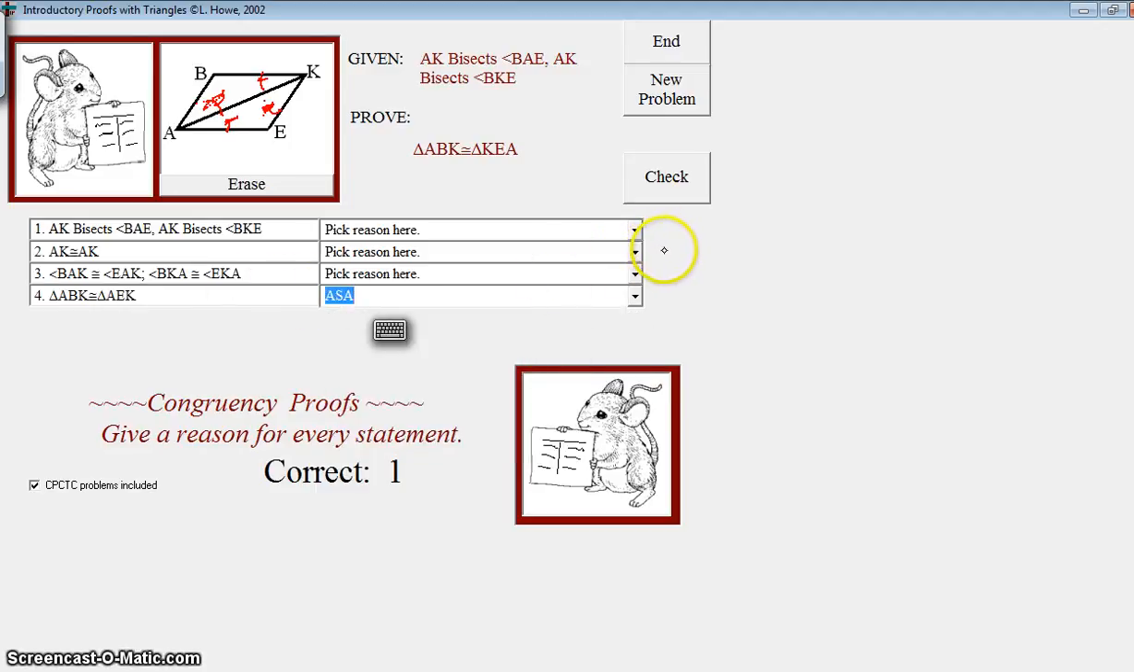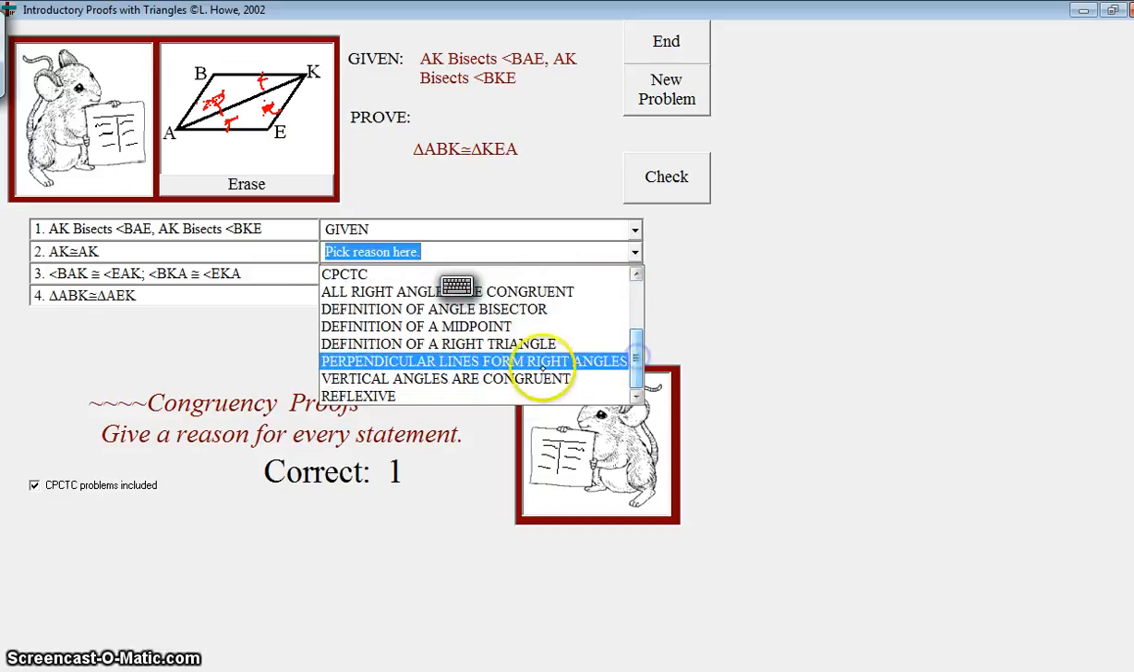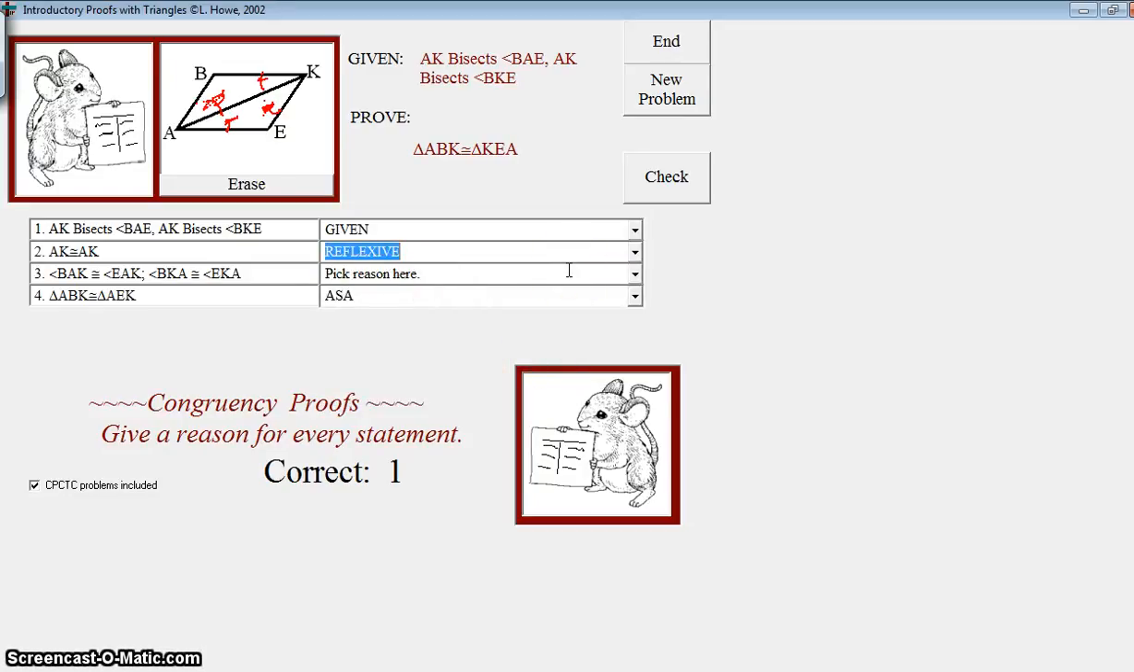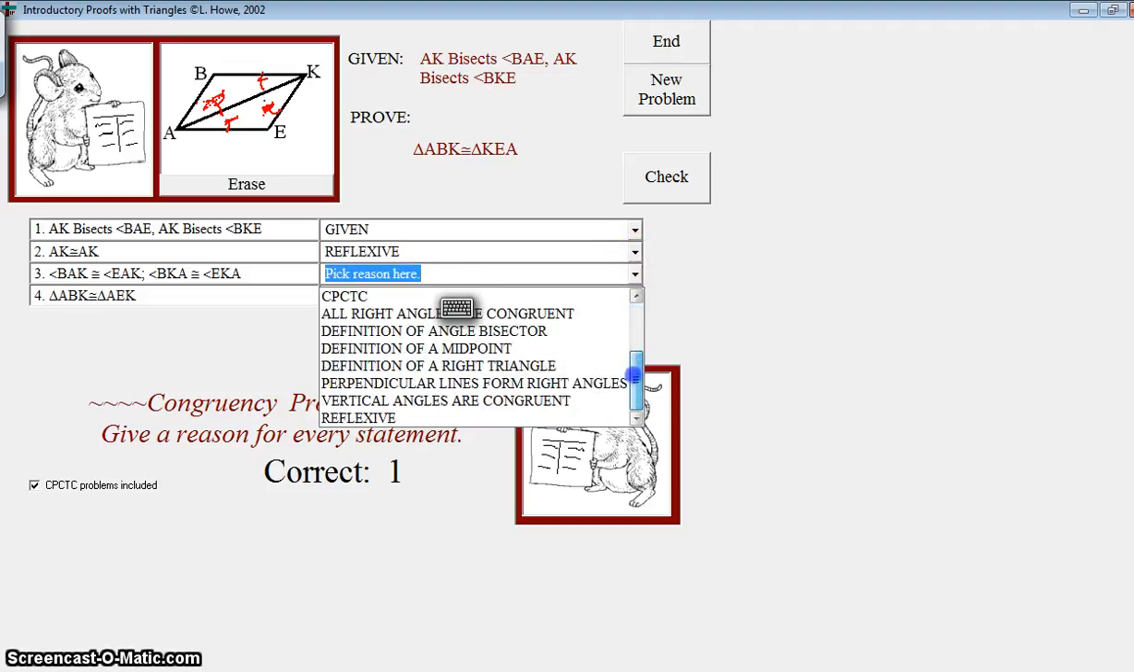BAK is, well, let's start at the beginning. These are my givens. First step is always the given. There's just nothing to even think about there. AK is congruent to AK. There's my reflexive property. Angle BAK congruent to angle EAK. Definition of angle bisector.